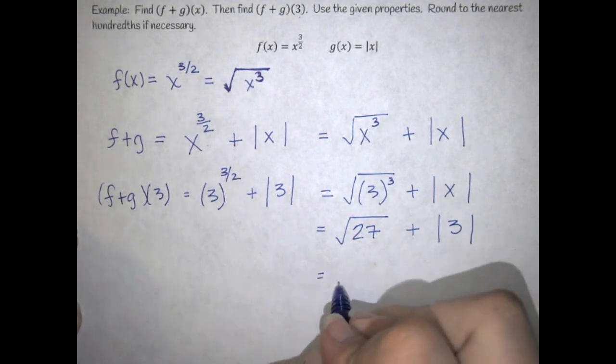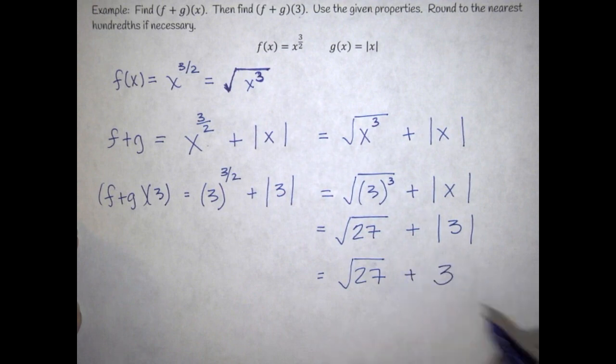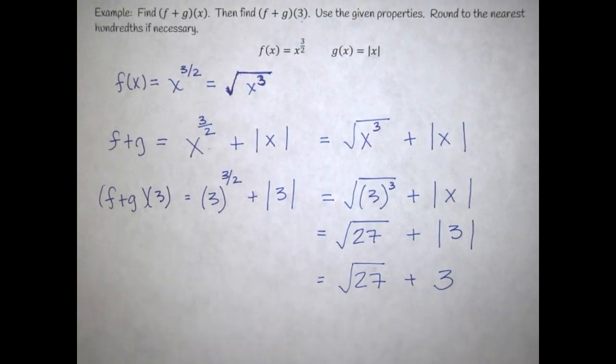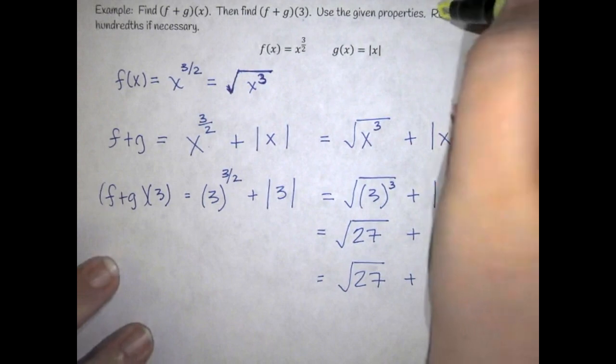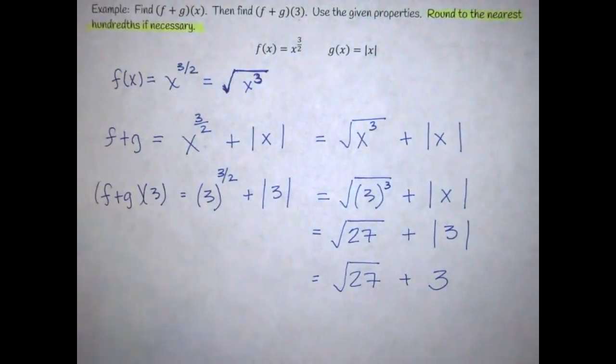So this is going to be the square root of 27 plus 3. Okay? Now, once you get to this part, this is where you need to find out if you have round to the nearest as part of your directions. If you don't, then that's how you leave your answer. But notice in this one, we have round to the nearest hundredth, which means we are expecting you to go ahead and calculate out to give the decimal.